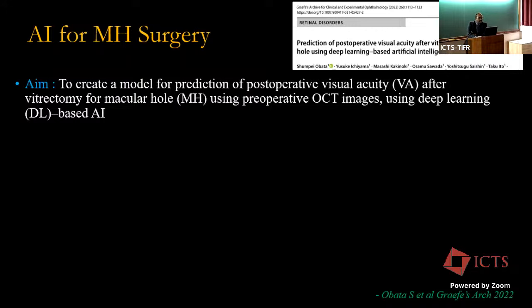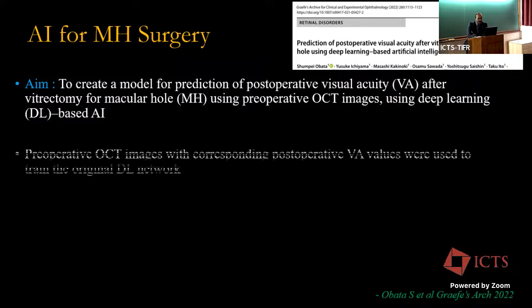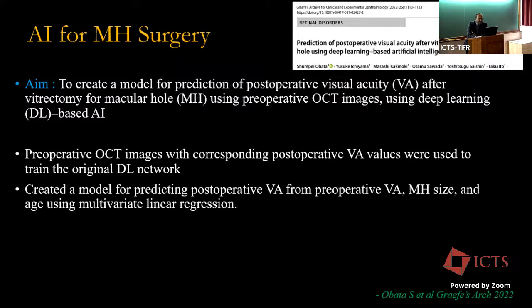Obata from Japan, they looked at creating a model for prediction of post-op acuity after vitrectomy for macular hole using preoperative images and using deep learning based AI. And they found that preoperative OCT images with corresponding acuity were used here to train the original DL network. They created a model for predicting post-op acuity from these pre-op factors.